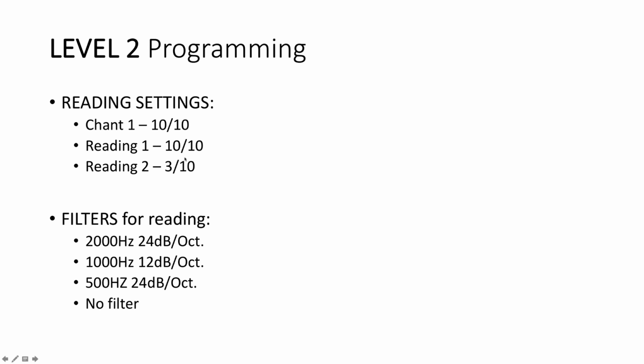Then we have reading 2, where you see that the speed is much faster. So here it gives the possibility to have a good body integration of one's voice when we go a little bit faster.